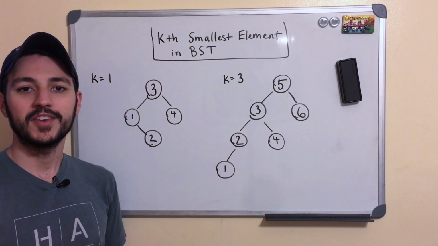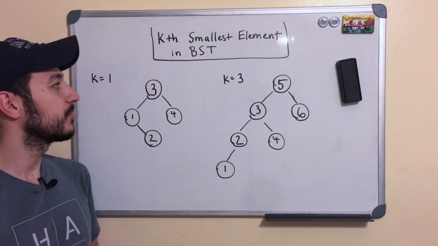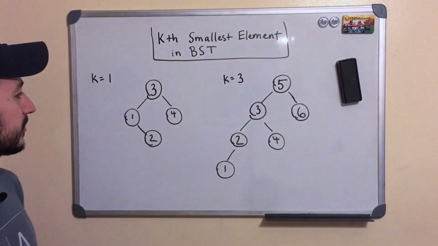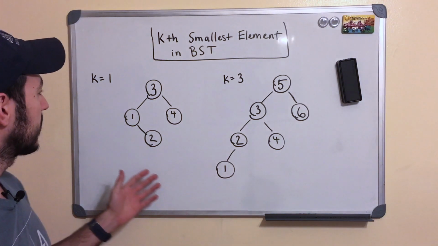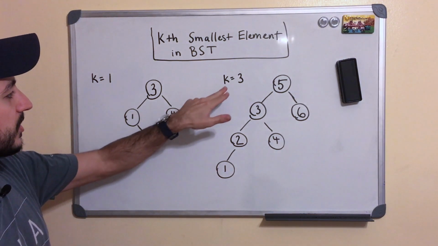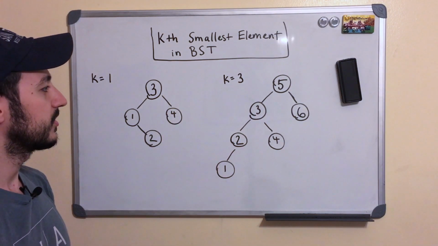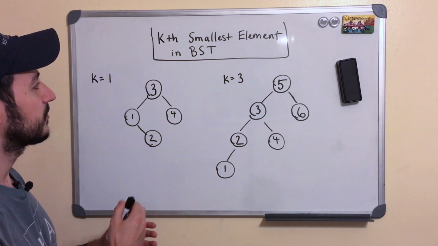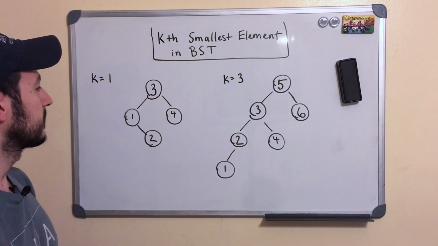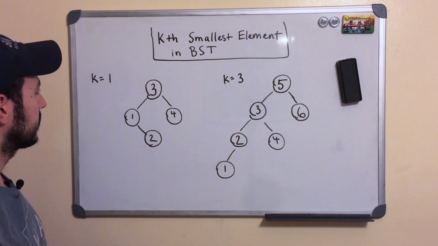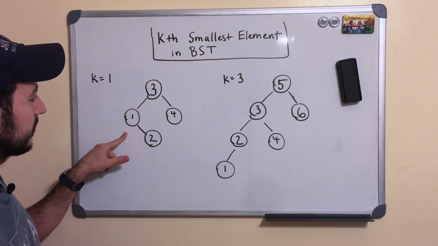It's Joe here. I make tech videos on YouTube, and today's problem is kth smallest element in binary search tree. So you can see here I have two binary search trees where we have k equal to 1 as the first value and k is equal to 3 in the second value. And essentially here, just as the problem says, we want to find the kth smallest element. So in this case we want to find the smallest element, which is the first smallest element in this tree.